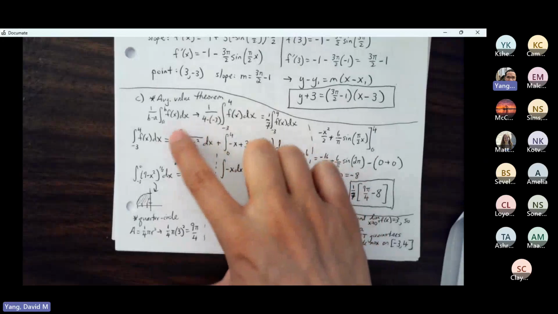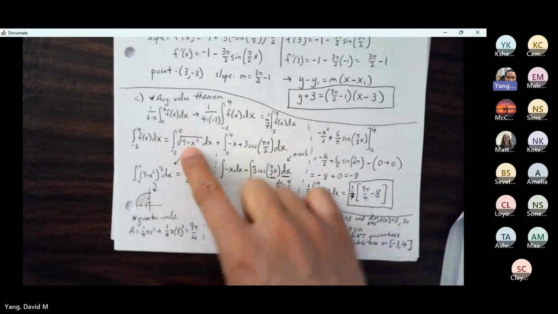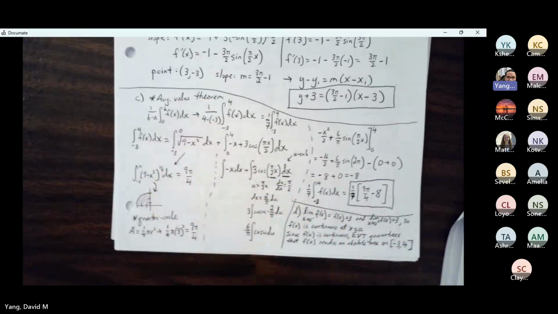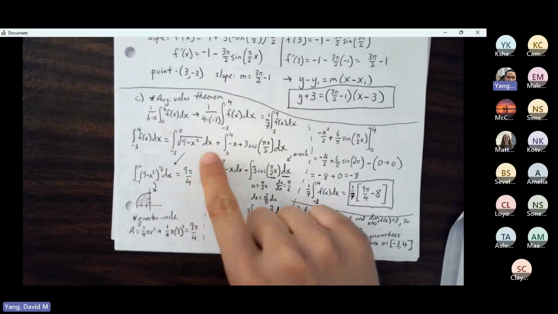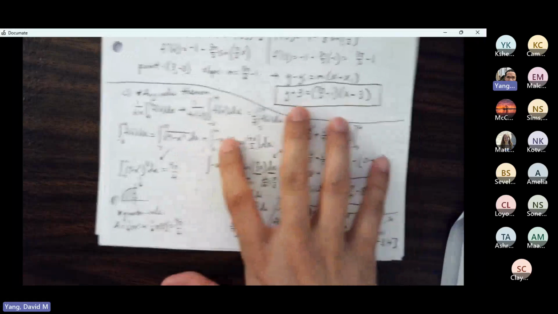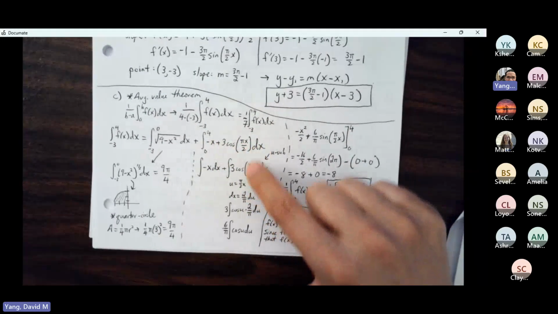Initially, I was trying to go through u-substitution and then realized, oh, this is a sneaky way of giving us a geometric shape in the form of an equation. Okay, so now the second one is more straightforward in the sense that we've seen this before. We just have to go through u-substitution.